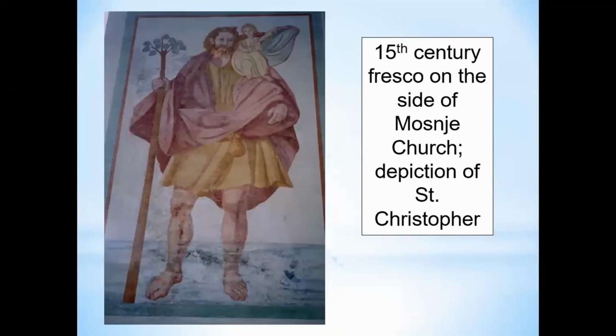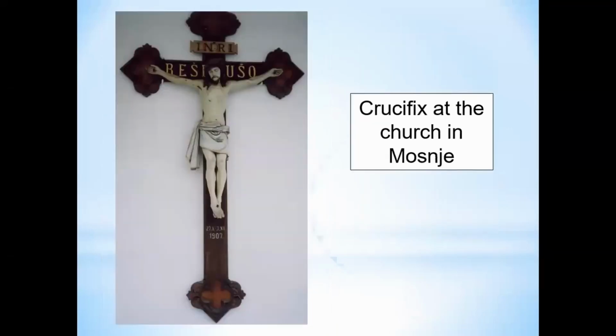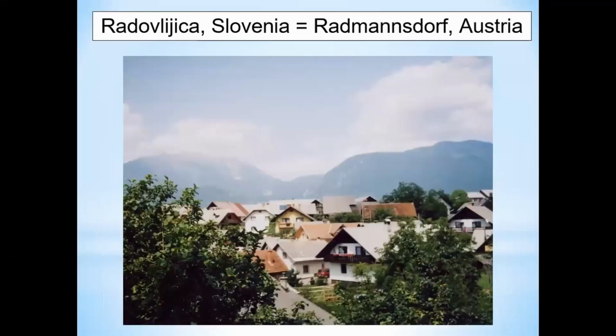Also on the outside of the church were some frescoes. We were told this was 15th century, and a lovely carved crucifix. We did visit Radovlica, which we thought was our hometown for a long time because that's what the records had kept saying. And it was a lovely town.